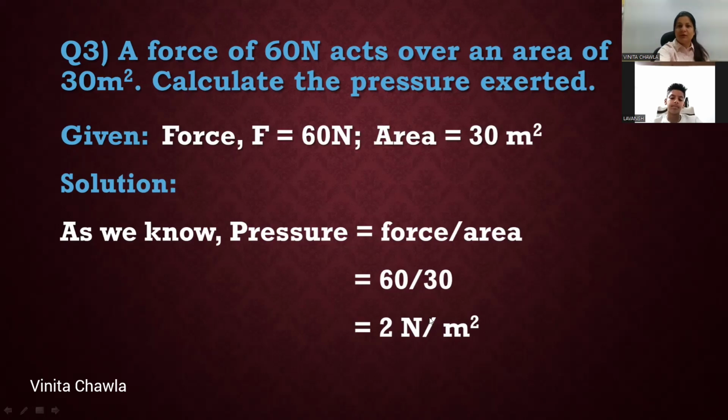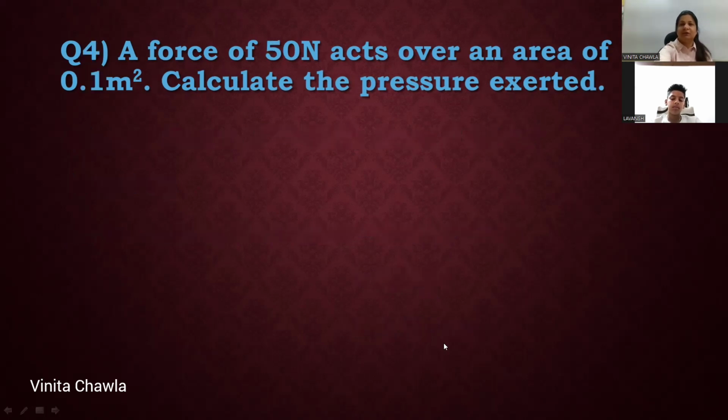So force is 60 and area is 30. So 60 by 30 is 2 Newton per meter square. Easy. Next question.